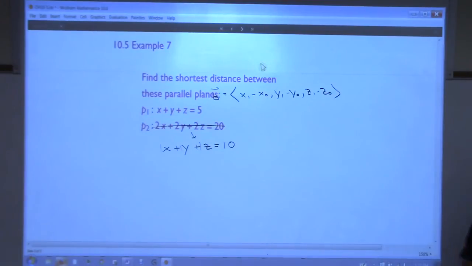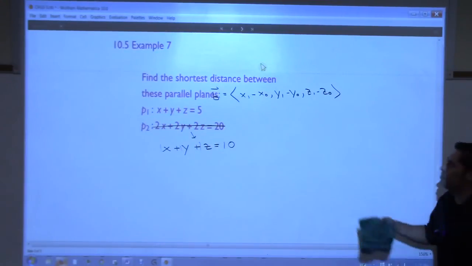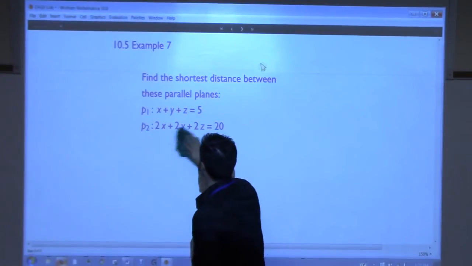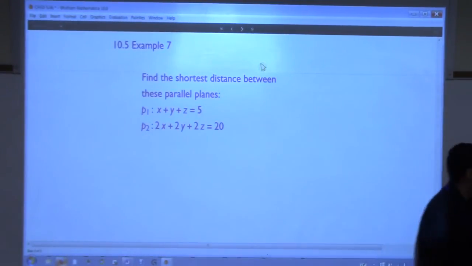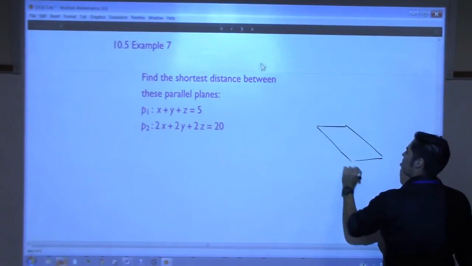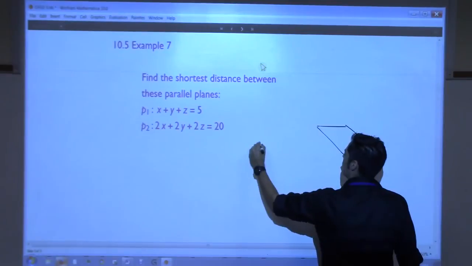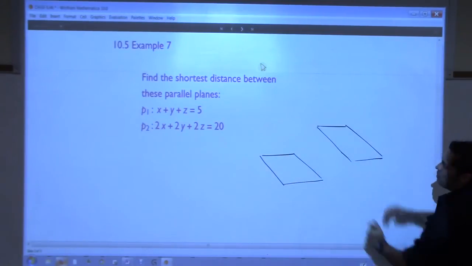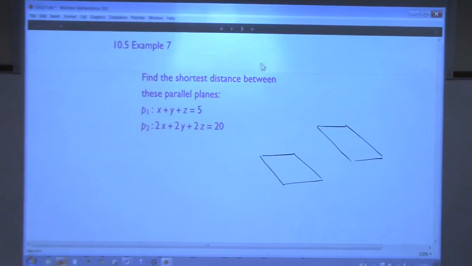So, how would you do this? Anyone have any ideas? You have two planes. They're parallel, right? Here's a plane. Here's some other plane. I'm going to put this other plane pretty far away from it. Those two planes are parallel. Trying to find the shortest distance between the two.